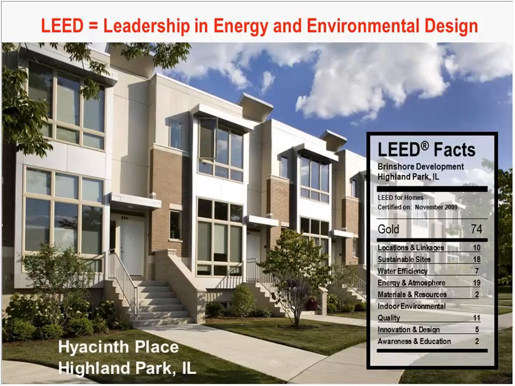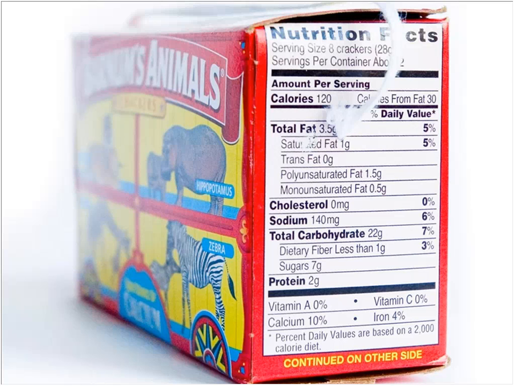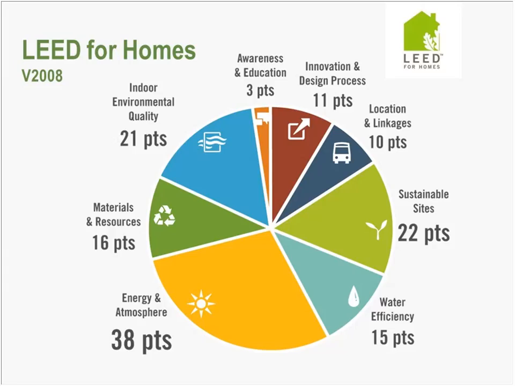So LEED: Leadership in Energy and Environmental Design. What LEED gives you is basically an ingredients label, looking at some different categories of sustainability and how well the building is performing. Similar to the way one would look at a food label before buying food, people are going to be looking at building labels before they purchase their building or their home.